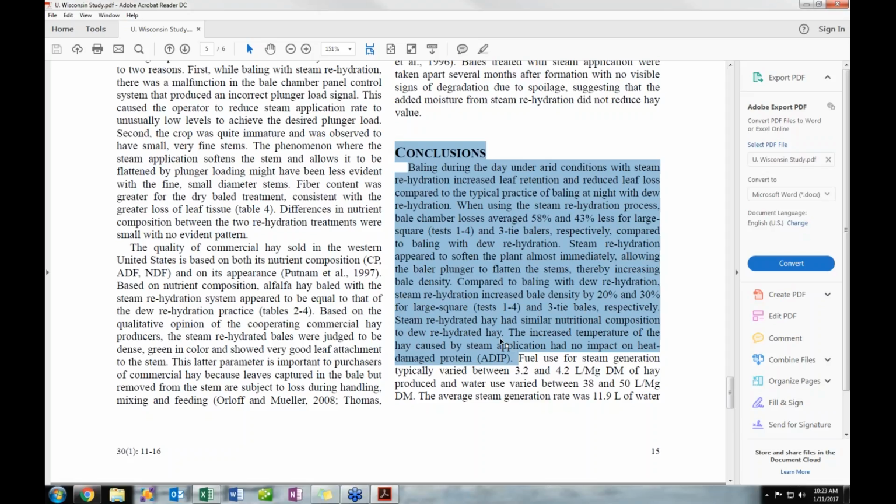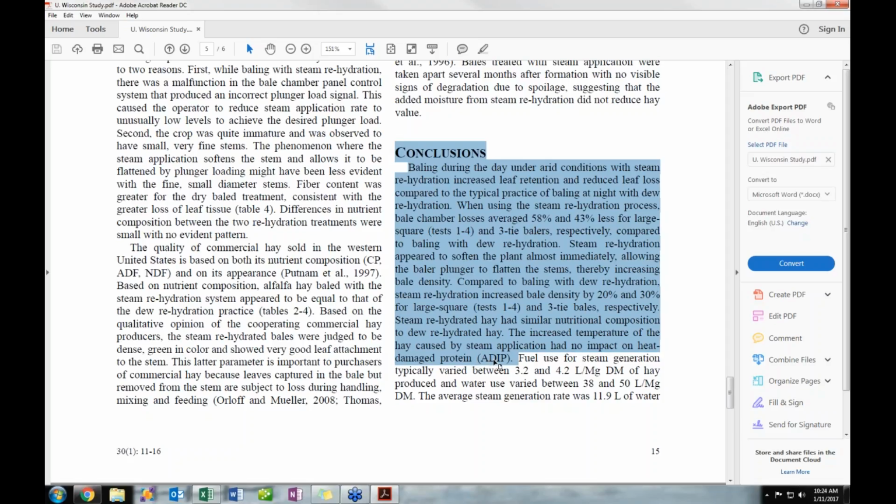I've heard plenty of rumors from people that say steamed hay doesn't look as good, or it's discolored, or it doesn't have the nutrient value. These studies were done over the course of 2 summers through 2 different growing seasons on a number of different plots, and the studies have shown that the nutritional composition was similar, if not the same, or even better in some instances, and that the increased temperature of the hay caused by the steam application had no impact on heat-damaged protein.